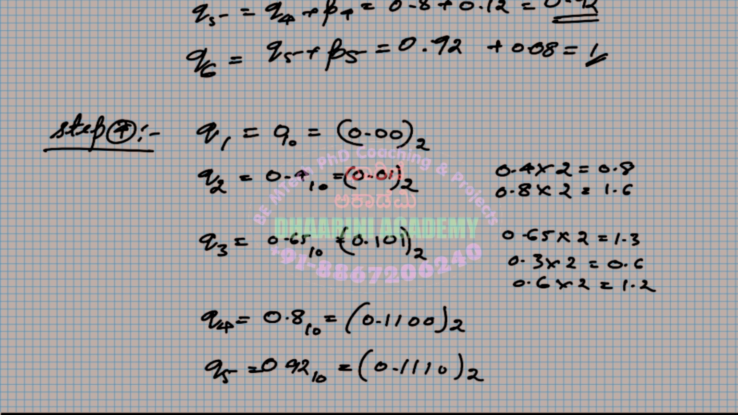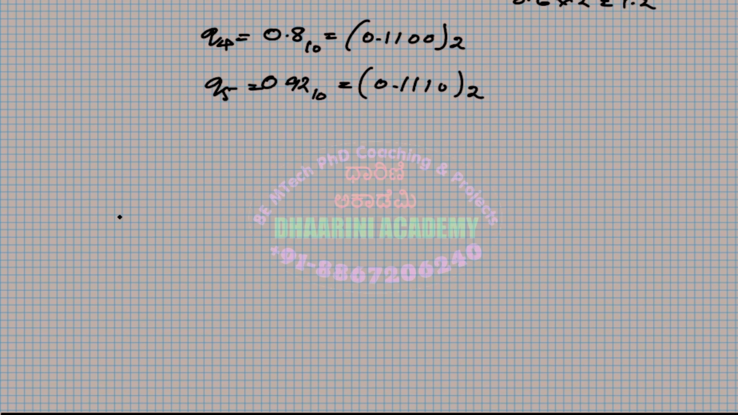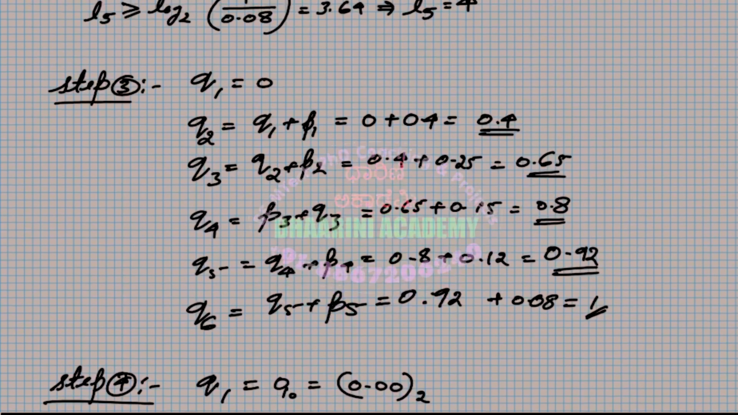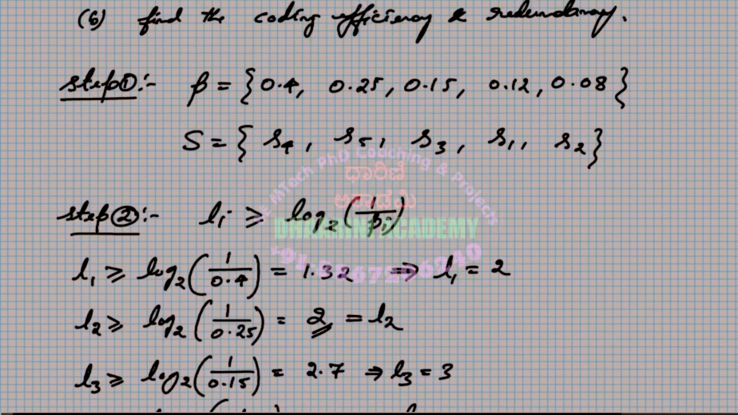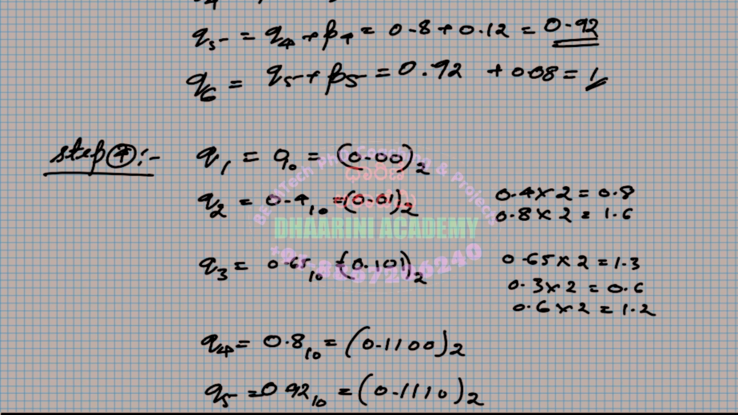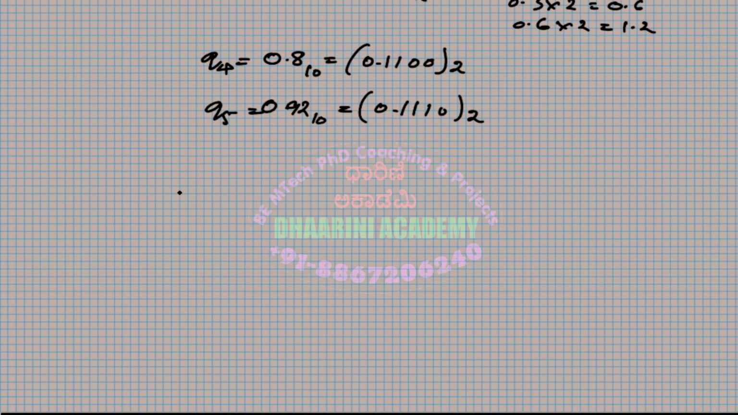All right, so we got the codes and now we can write the results. Maybe we can represent it in the form of a table, right? So what's the first symbol that we are generating here? The first symbol corresponding to Q1 is S4. So in the same order: S4, S5, S3, S1, S2. Corresponding to them, we have generated the various code words. So let's look at the code words and write them.